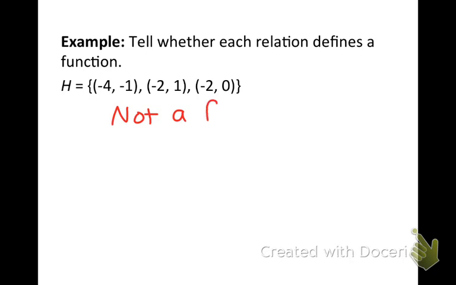a function. So then no x value can be the same? Correct. No x value can be the same. Because your first component needs to have exactly one pairing with a y component. Well, here negative 2 is paired with 1, but negative 2 is also paired with 0. Can't happen. Okay. And they might give it to you in a table format also, which just would be that you can't have repeating x values in your x column.